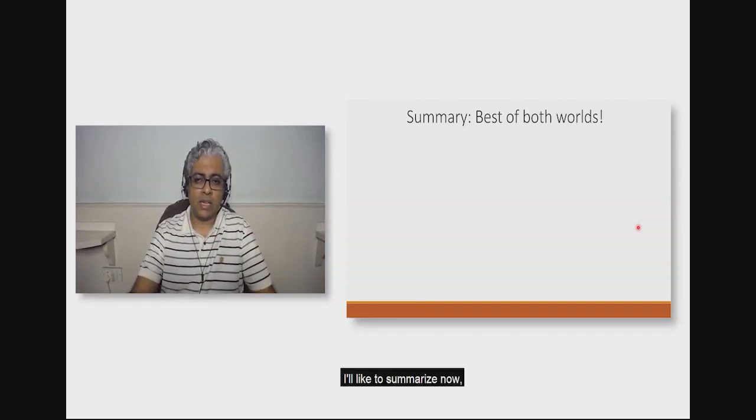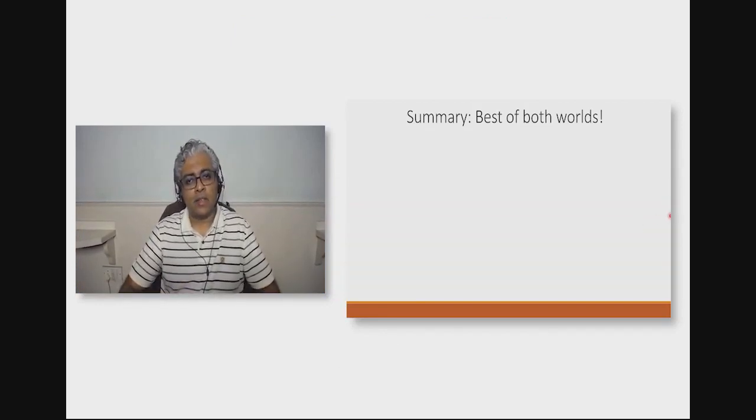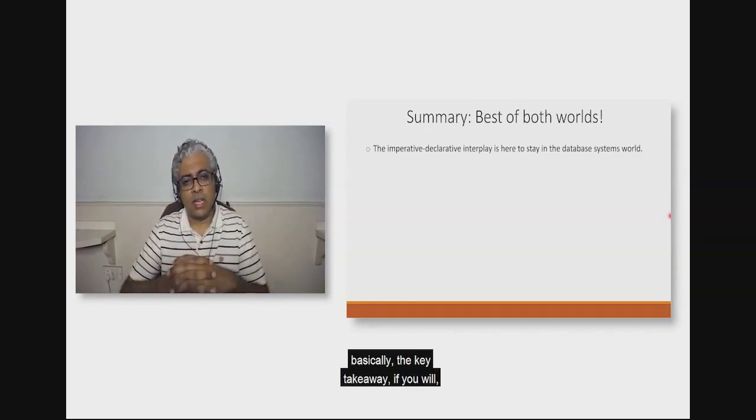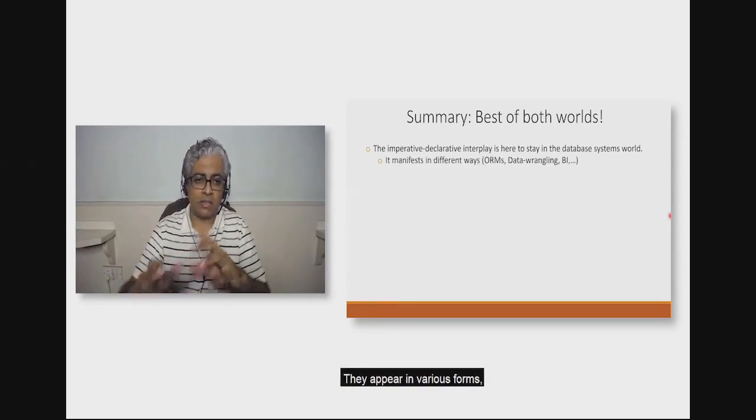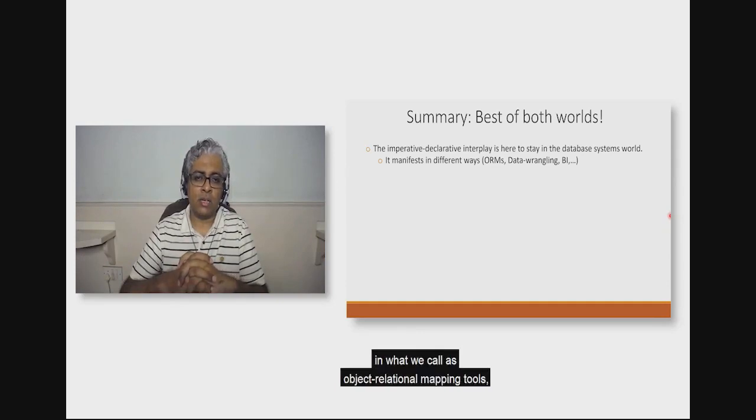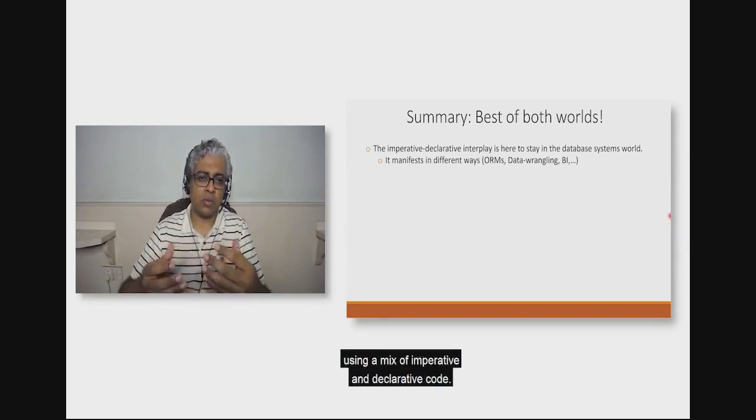So I'd like to summarize now. Basically, the key takeaway from this talk is that this imperative-declarative interplay that I talked about is here to stay in the database systems world. They appear in various forms. In addition to what I mentioned with user-defined functions and stored procedures, they are also widely found in object relational mapping tools and data wrangling scenarios and BI scenarios and so on. So all these situations are places where users end up using a mix of imperative and declarative code.